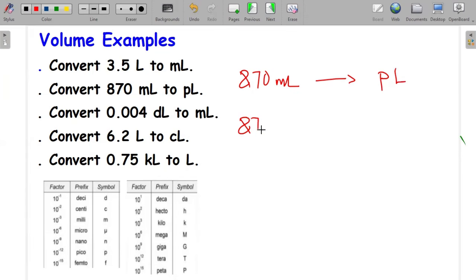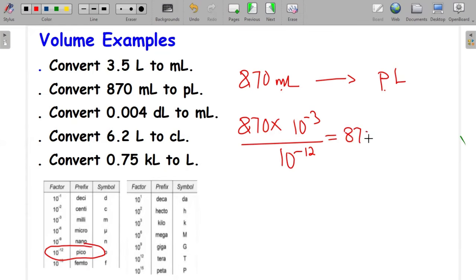So this would be 870 multiplied by the milli, which is the same as 10 to the power minus 3, divided by the pico, okay? The pico is the same as 10 to the power minus 12. So if I combine this, it will be 870 multiplied by 10 to the power minus 3, and then minus, since this is in the denominator, right? So minus 12. So this will be 870 multiplied by 10 to the power minus 3 and then plus 12.